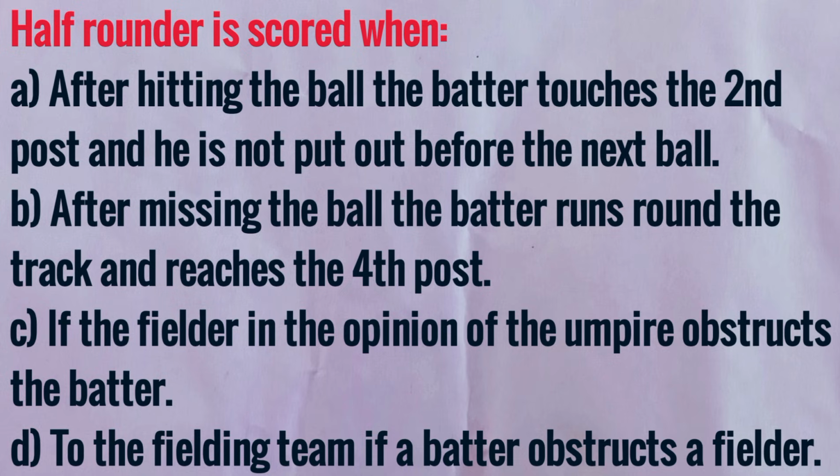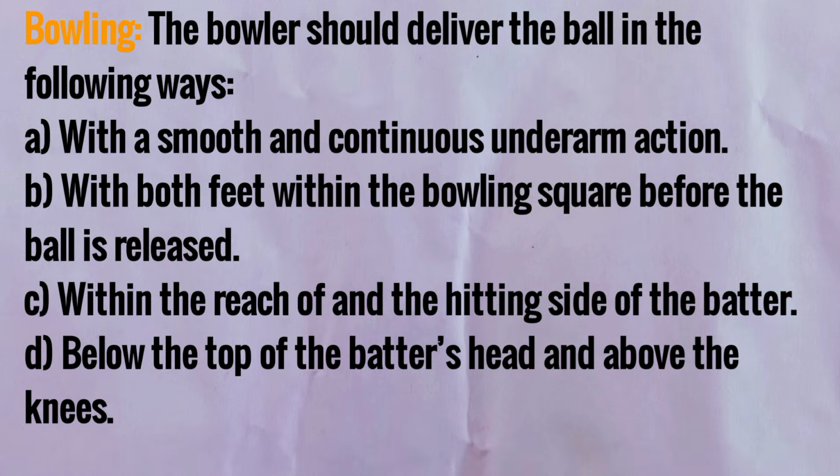Then bowling. The bowler should deliver the ball in the following ways. The one who is in the bowling square, that is a member of the fielding team, that is the defending team, with a smooth and continuous underarm action, with both feet within the bowling square before the ball is released, within the reach of and the hitting side of the batter. If the batter's hitting side is left, that ball should be delivered on the left side.